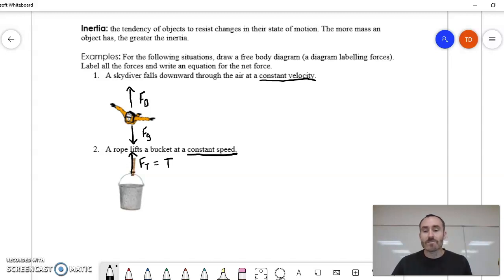force of tension. Okay? But the force of tension pulling up on this bucket is balanced out with a downward force. That's what constant speed must mean. And so the downward force should be about equal size. And the downward force is going to be the force of gravity, Fg. And so this bucket is experiencing equilibrium. It's experiencing a balanced set of forces, and so it's going to move at a constant speed.